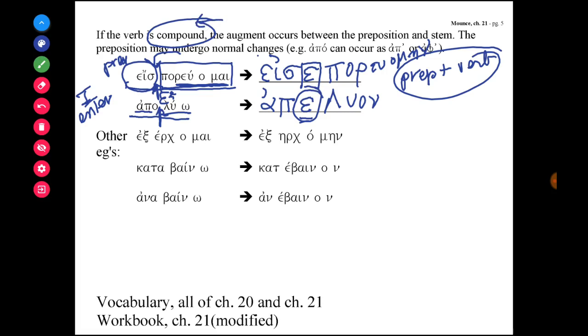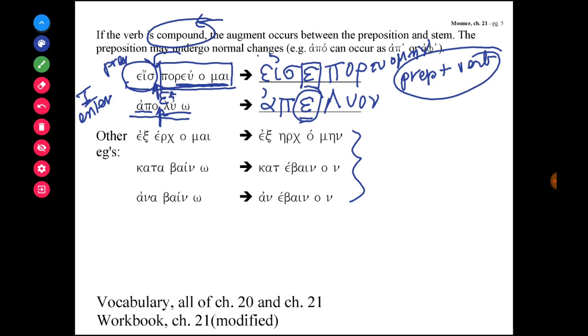And so the rule here is, if you have a compound verb, and you'll be learning some for this chapter's vocabulary, the augment is inserted between the preposition and the main verb of the stem. Do not augment the preposition. That would be incorrect. And here are some other examples. And that includes the grammar, although we have one more verb paradigm to go to in the next slide. But this concludes the grammar for this module.